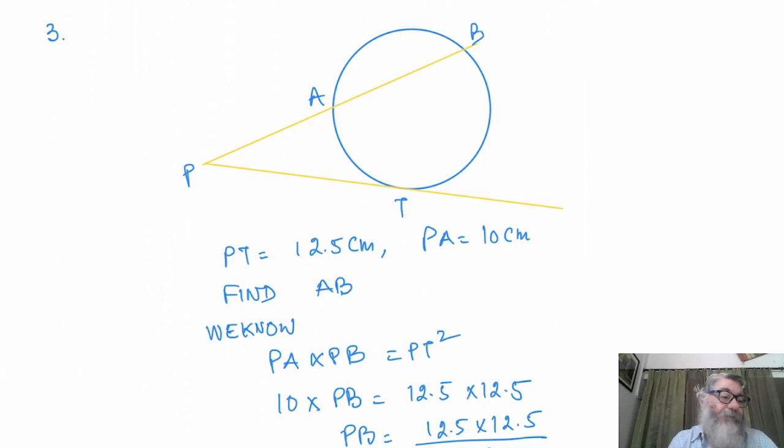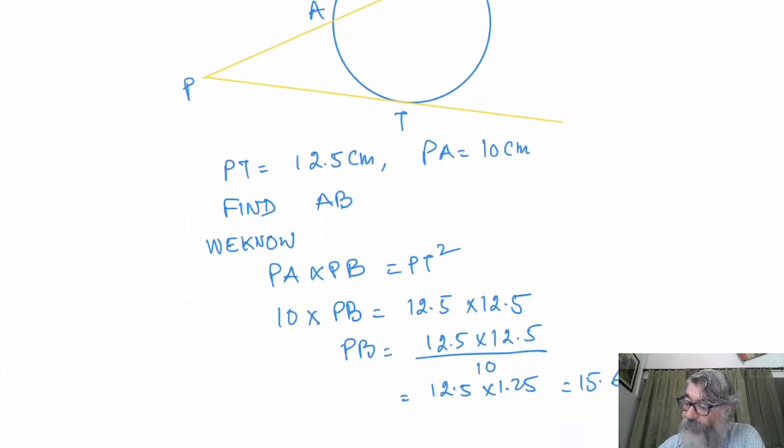Let us multiply and see what we get. We have to multiply 12.5 into 1.25 into 1.25. It will come out to be 15.625 centimeter. For this we can use the calculator for multiplication, or you can multiply otherwise. I got the value of PB, but he wants AB.